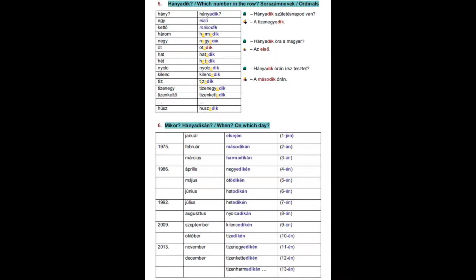Some of this is going to be review because we've already covered ordinal numbers, but this is a very, very good review. At the top of the page in the 5th section, you'll see that they have the vowels highlighted in different colors, and what they're trying to show you is how the vowel harmony works that I was explaining to you in our last video.